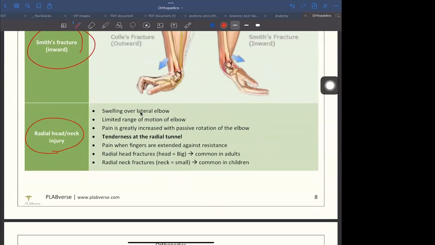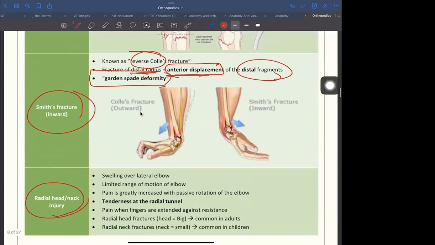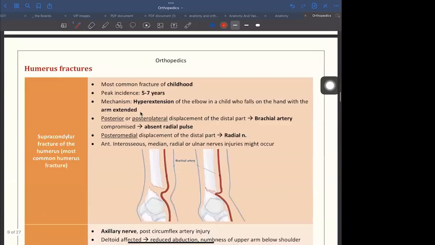Okay, there is radial head and neck injury. So swelling over the lateral elbow and limited range of motion in this part, tenderness at the radial tunnel, which is where the radial nerve passes, and pain when the fingers are extended against resistance. The radial head fracture, head is big and common in adults, and radial neck fractures, neck is small, so common in children. So the head is common in adults, the neck is common in children, and this is just to remind you, all right? So these are the forearm fractures.